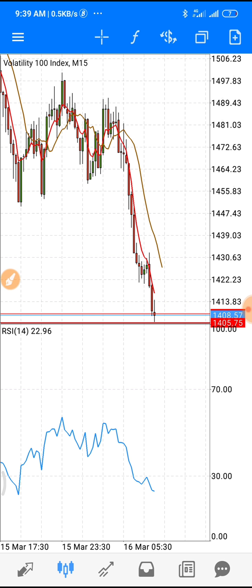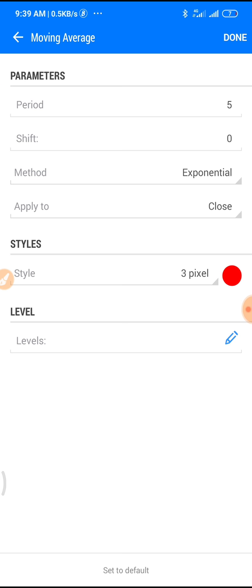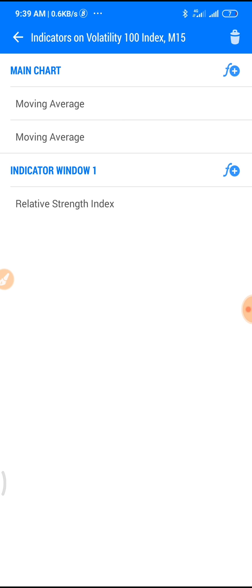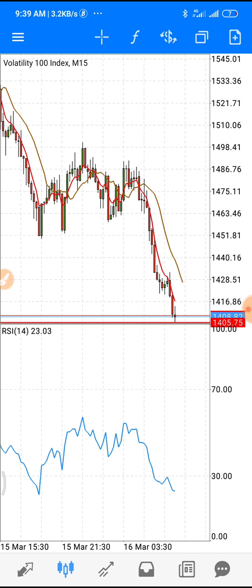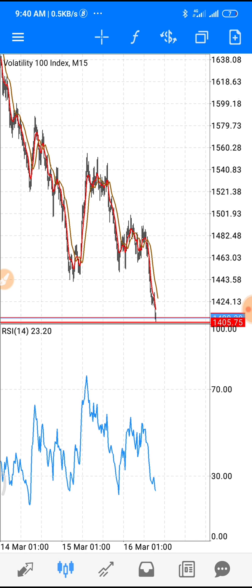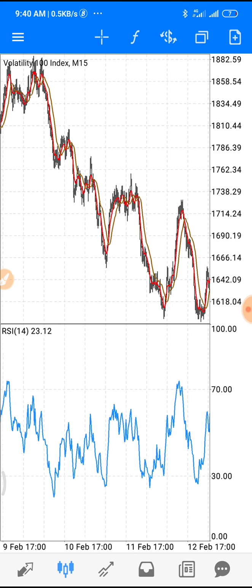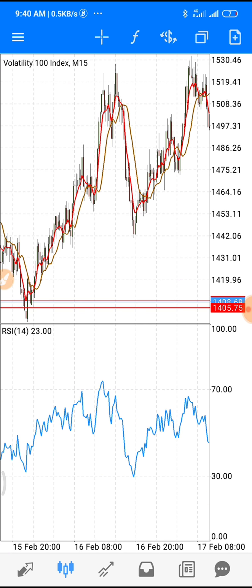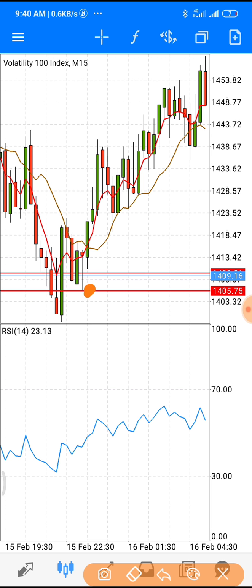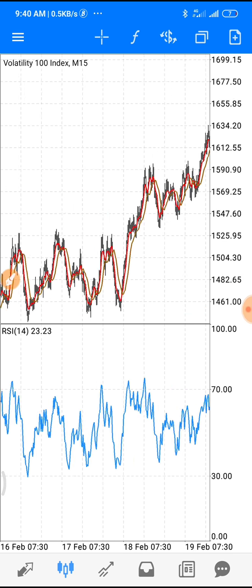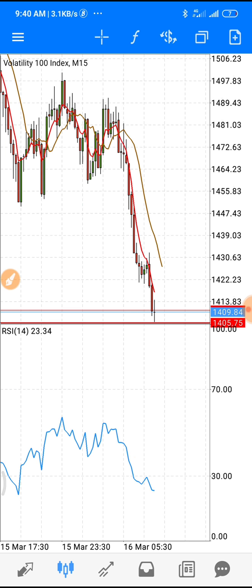So okay, you can also add this moving average. This red moving average is EMA 5, shift 0, apply to close. So you can also add that one. Now you can see this market is trying to respect this little support here. You can see how it bounced back. Can you see it is respecting it here now?